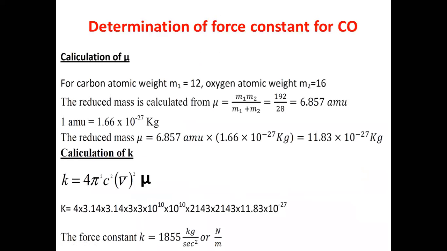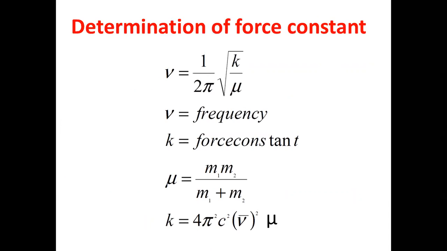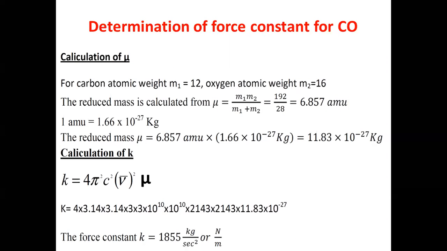So now theoretically we are going to calculate the force constant by using an experimental value. What is the formula? K is equal to 4 pi square c square nu bar square into mu. Mu is equal to m1 m2 by m1 plus m2. This is the reduced mass and this is a standard formula. Nu bar is the wave number.